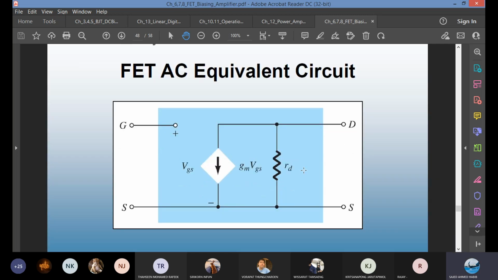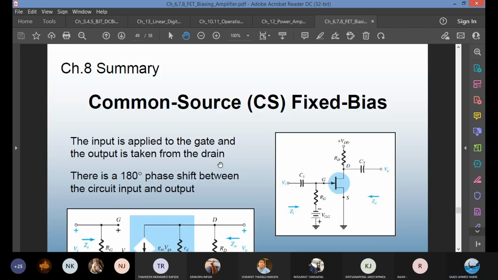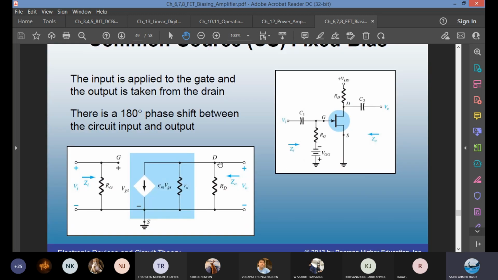We have an AC equivalent for FET analysis. You see on the input side, gate and source not connected. Because of high input impedance, it is like an open circuit. On the output side, you have the small rd, the output impedance when you don't connect with anything. And then you have a current equivalent GM VGS.